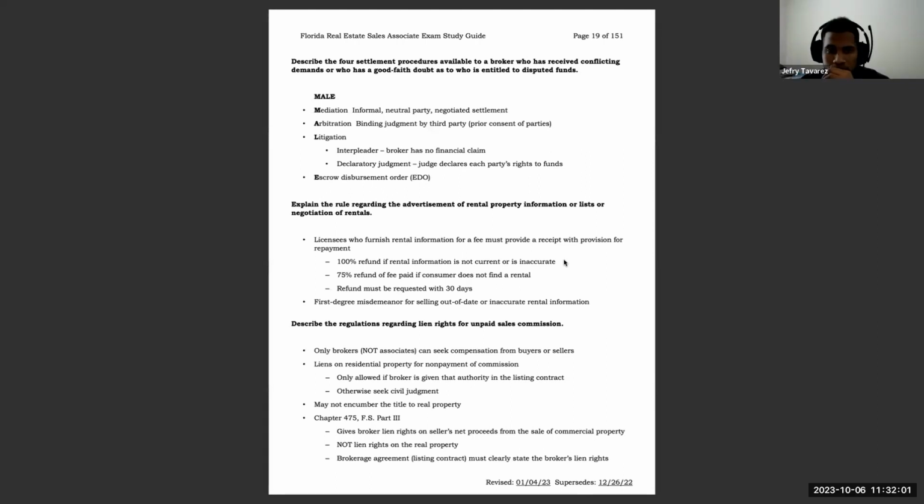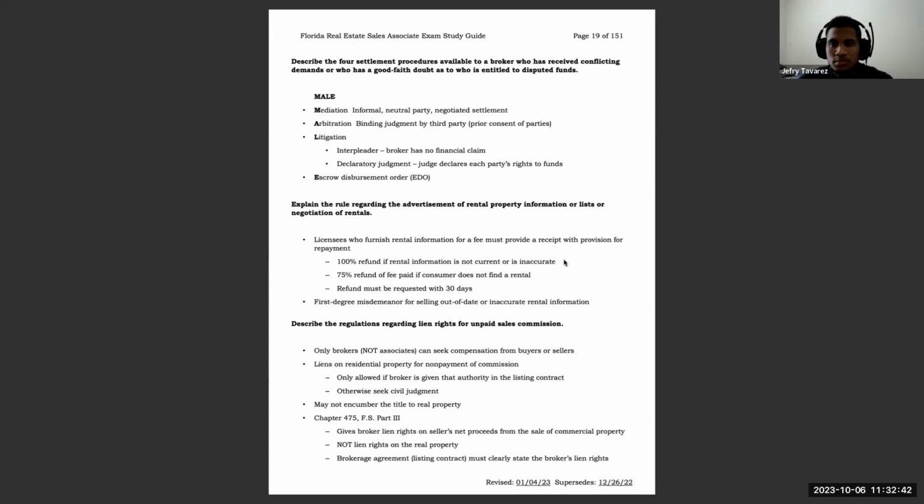Now, when it comes to commercial, Chapter 475 Florida Statute Part 3 is about the liens for sale of commercial property. Part 4 is lease of commercial property. So 475 Part 3, about the sale liens, gives the broker lien rights on the seller's net proceeds from the sale of the property, not lien rights on the property. So if they're making $2 million and your commission's 200,000, you put the lien rights on the property's profit, not the property. Does that make sense?